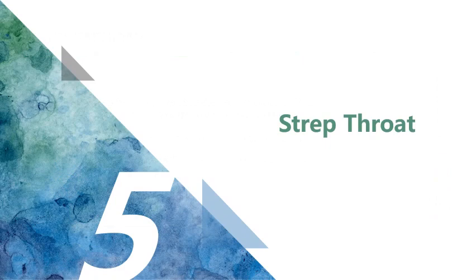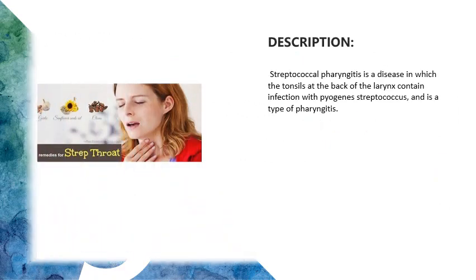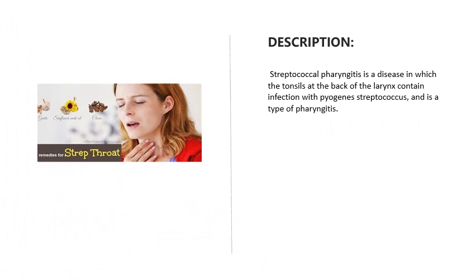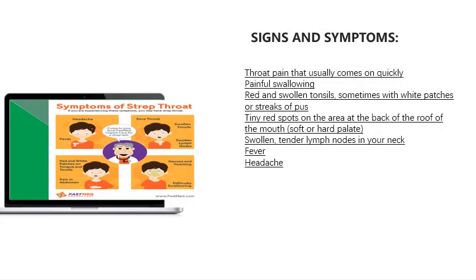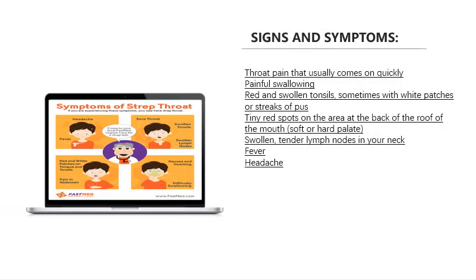Strep throat is a disease in which the tonsils at the back of the throat are infected with pathogens, and is a type of bronchitis. Signs and symptoms: throat pain that usually comes on quickly, painful swallowing, red and swollen tonsils, sometimes with white patches or streaks of pus, fever, headache, swollen tender lymph nodes in your neck.